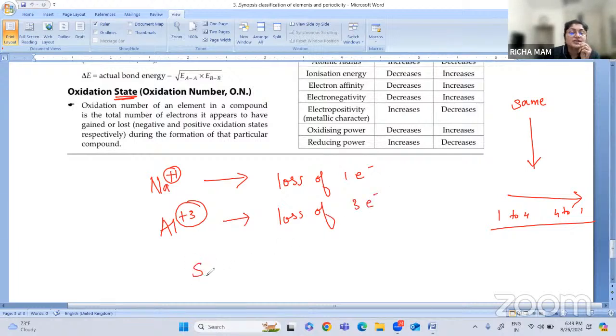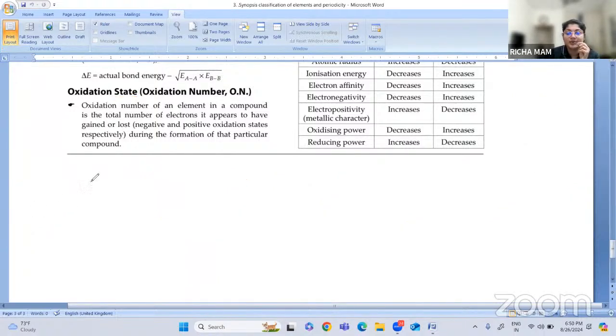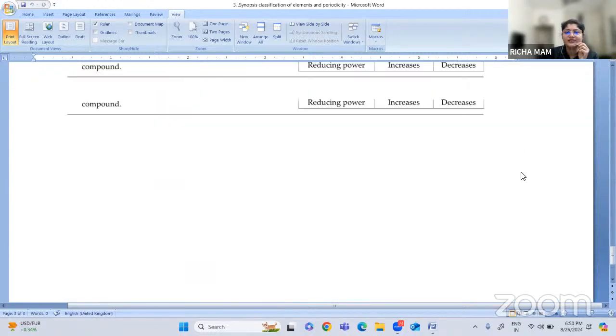Suppose, same way, with respect to sulfide S2 minus. Okay, so there is what? There is a gain of 2 electrons. Minus means gain and plus means loss. So oxidation state tells you the total number of electrons lost or gained. So remember this. Last, we will just brief this.